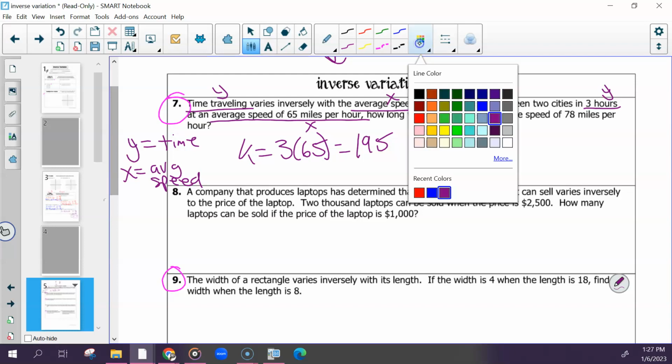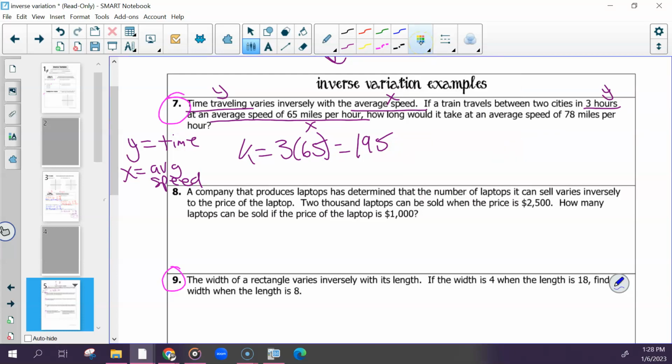Then again, just with direct, we need to know which thing we're solving for. So if it says how long would it take at an average speed of 78, are we looking for y or for x? Are we looking for x? Oh, no, y. We're looking for y because we have x. Right? So let's put this in our equation. Y equals 195 over x. And then we can put in 78 for our x.